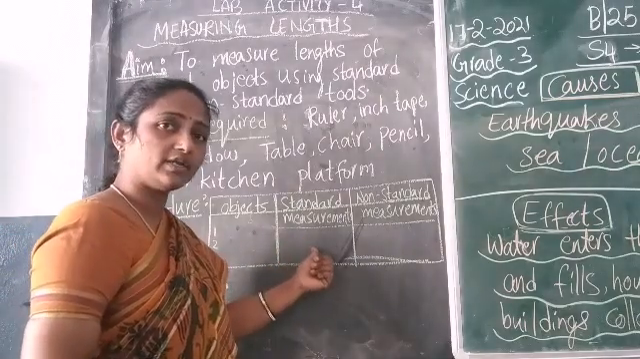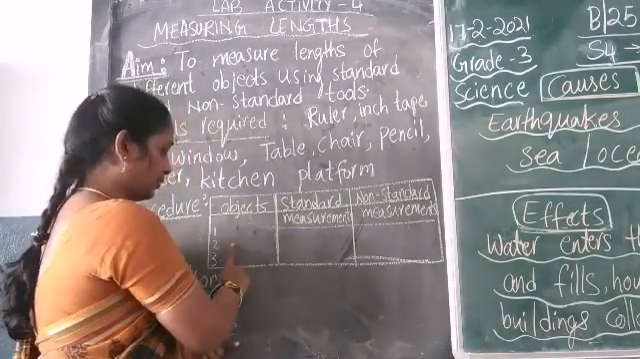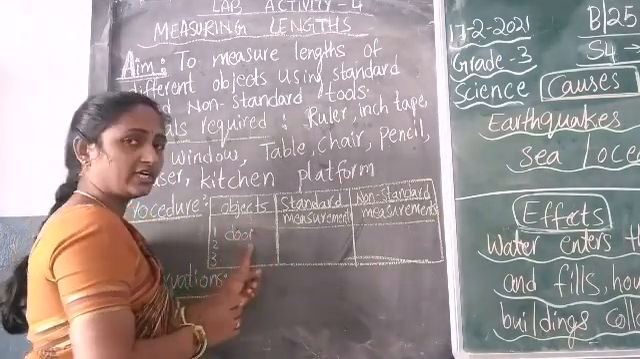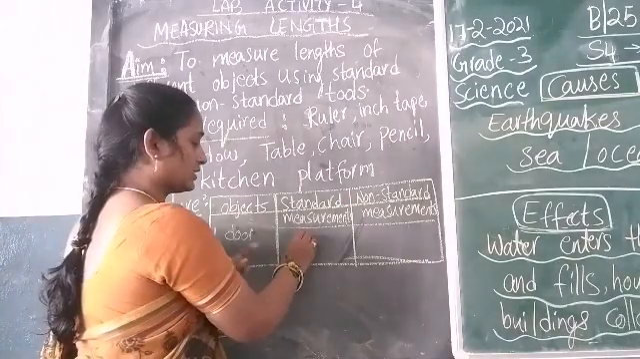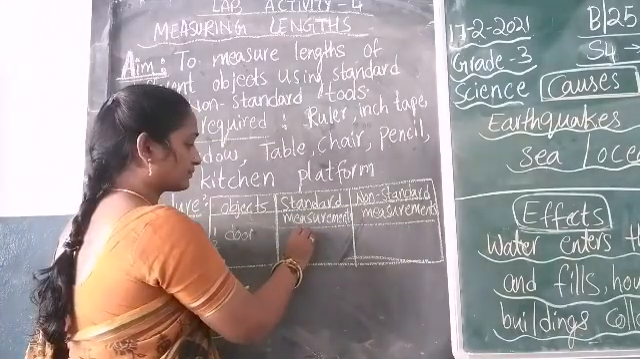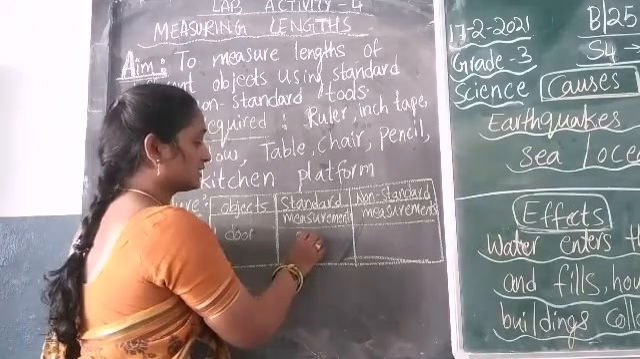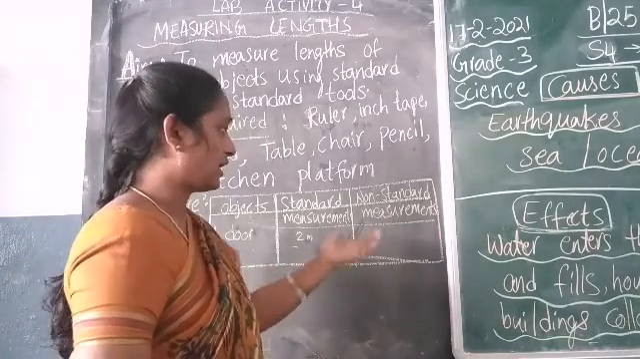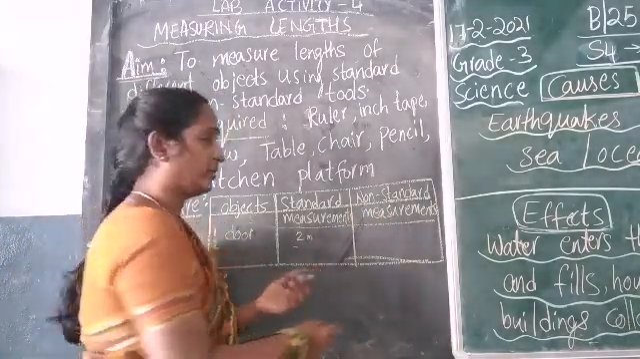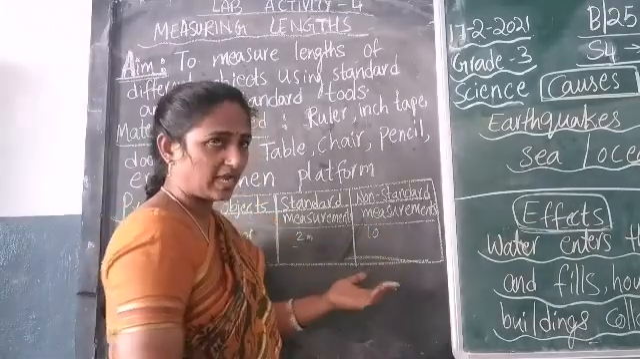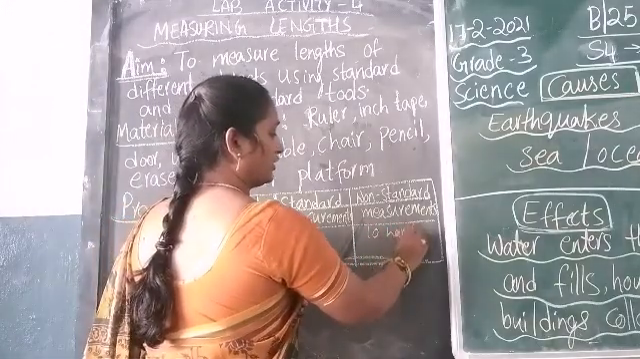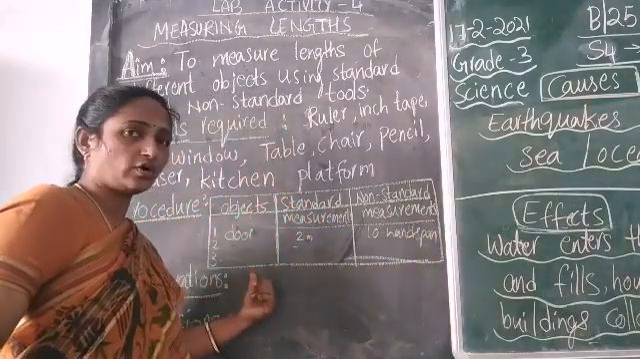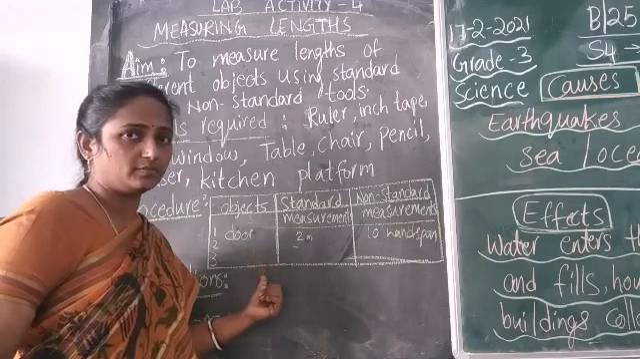After measuring with the ruler or inch tape, suppose you have written door here. If you have measured its length, you are going to write its measurement, whether it is 2 meters or 1 meter, the standard measurement. And here the non-standard measurement, it may be 10 hand spans. In the same way you are going to complete it for 5 objects.